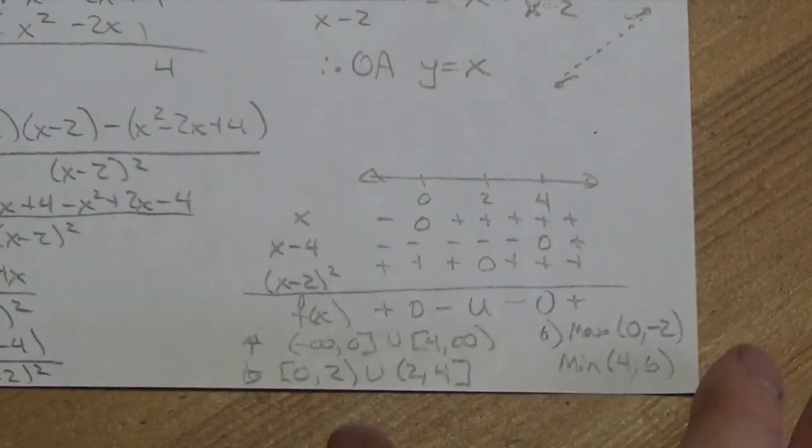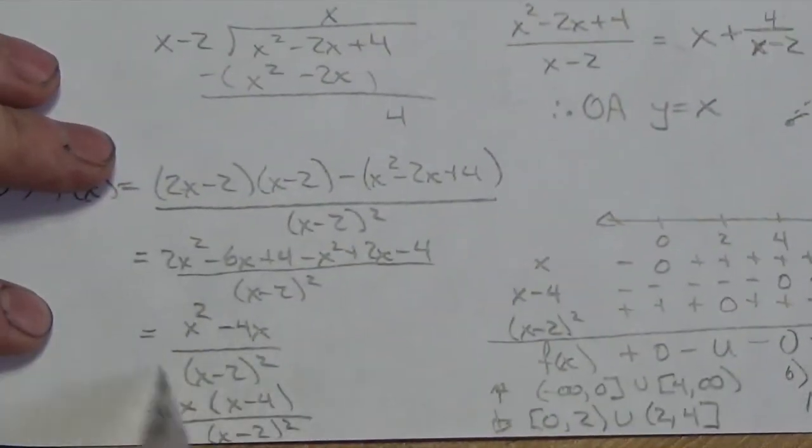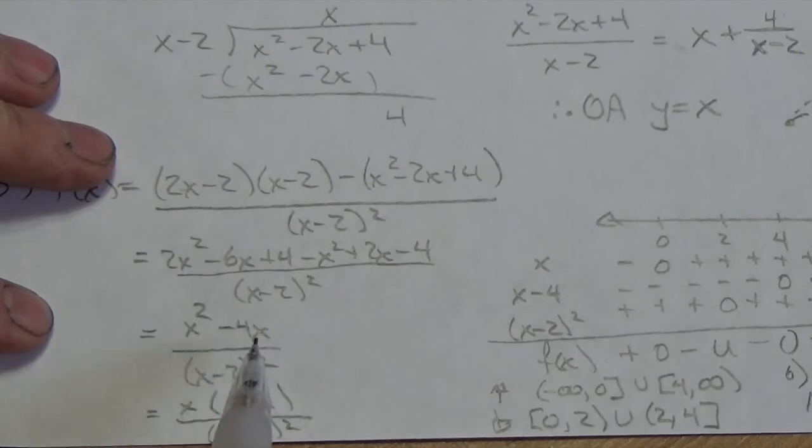Almost there. Now we've got to take a look at concavity. Okay, let's remember our function here. Let's take the derivative of this one right here. X squared minus 4x over x minus 2 squared.